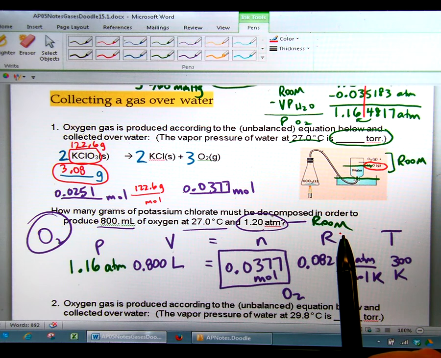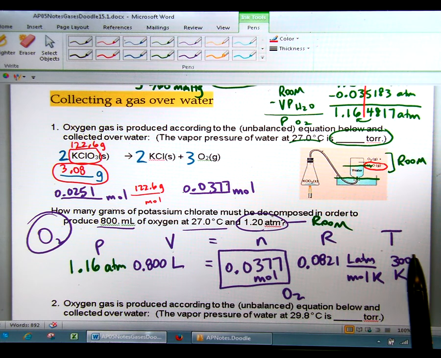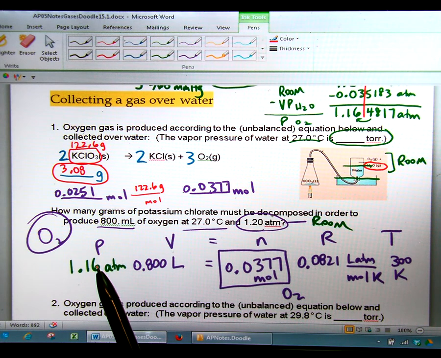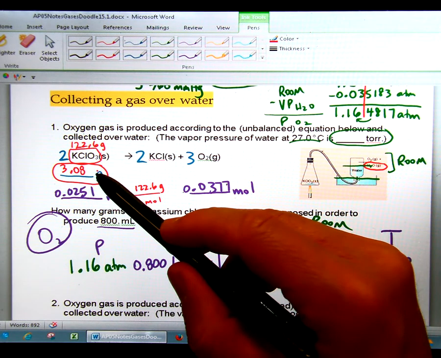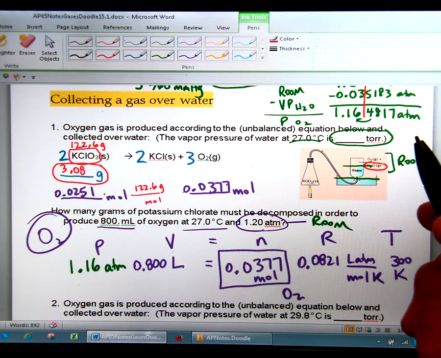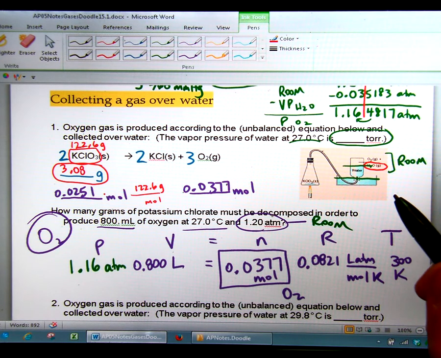So the quick recap, we did a PIVNERT. We had to get the right pressure of the oxygen by subtracting the vapor pressure of water. Once we did that, we put our moles here, we bridged over to the one we needed, and then converted to the unit that we were looking for. So the video is going to end, and you can do number 2 by yourself.